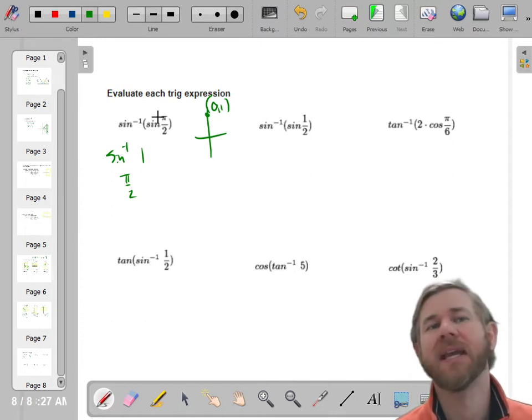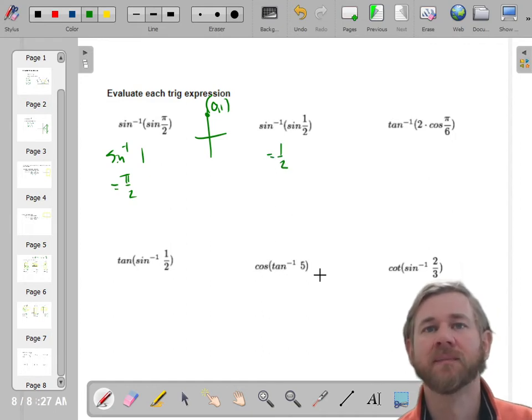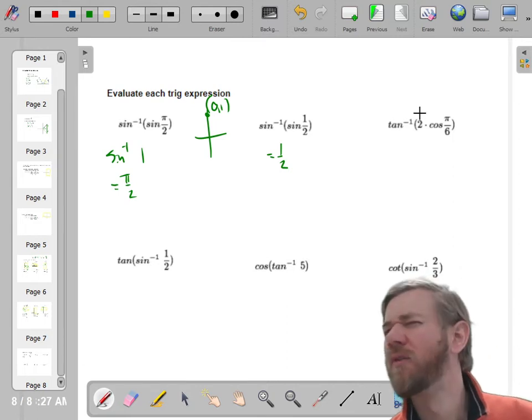Oh, these are inverses. They cancel each other out. The inverse sine of the sine of something is just going to be the argument, the something. So if this is the inverse sine of the sine of 1/2, it's going to be 1/2. Okay, kind of cool. Now, what if we mix this up a little bit?